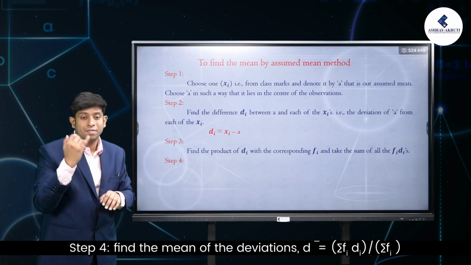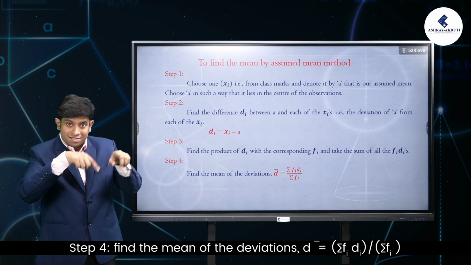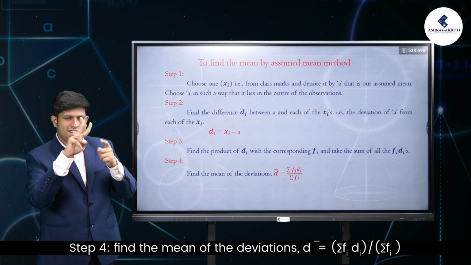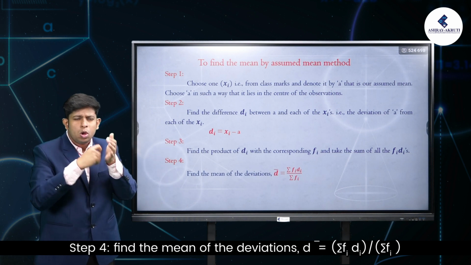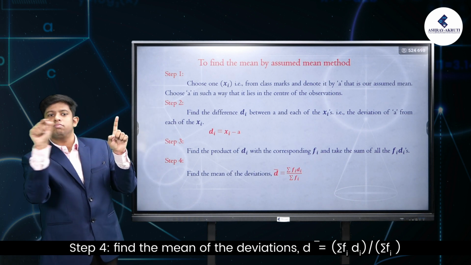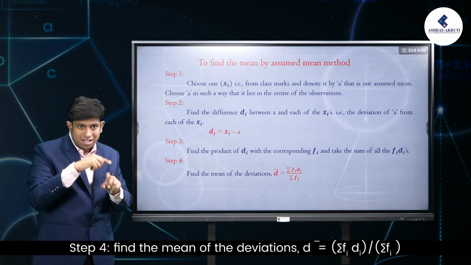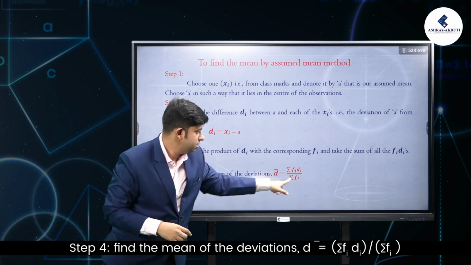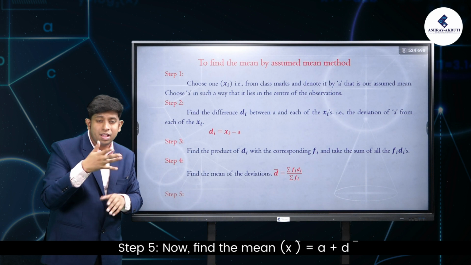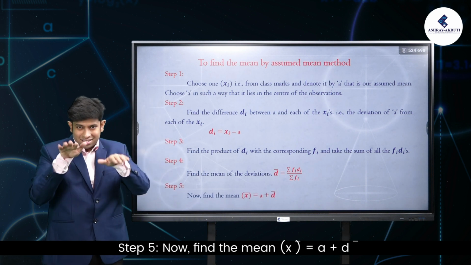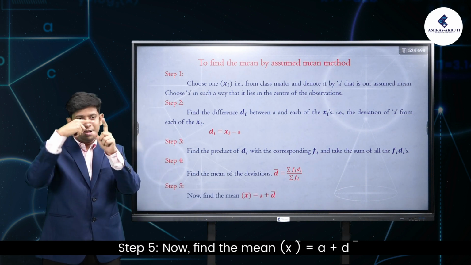Step 4. Find the mean of the deviations. d bar is equal to summation fi di by summation fi. Step 5. Now find the mean: x bar is equal to A plus d bar.